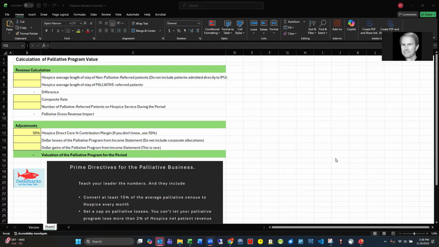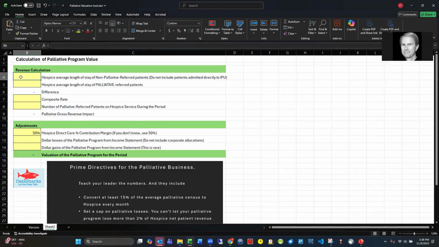Now, that's true, but every time I say it, somebody's going to say, but you have to understand that our program contributes a whole lot more to hospice because of the patients that we send there. Sure, that's true. It does. So let's put some numbers on that. Let's just play around with some.